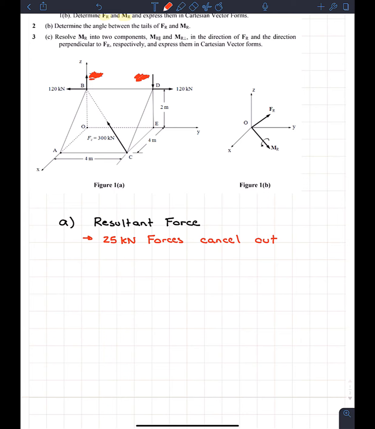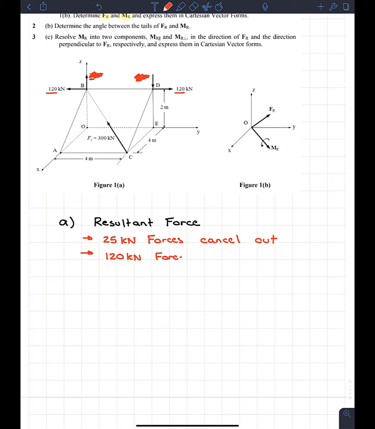Now, let's look at the other ones, and it's kind of the same thing. We got 120 and 120. And if you look at the directions, again, they're completely opposite, and they go in the y direction. For the 120 kilonewtons going to the left, its force vector would be 0i minus 120j plus 0k. And the one going to the right would be the opposite. So they would also cancel out. So right here we can put the 120 kilonewton forces cancel out.